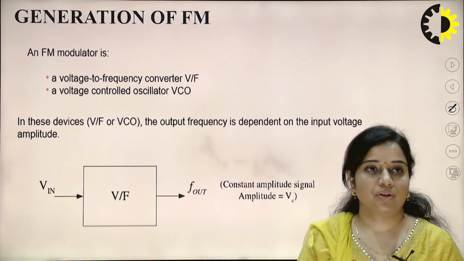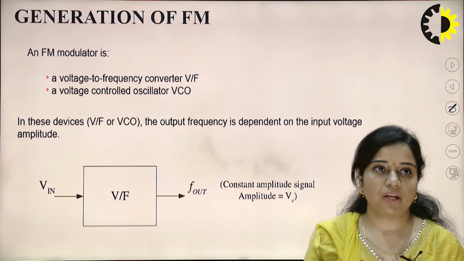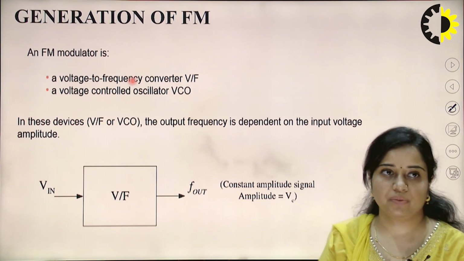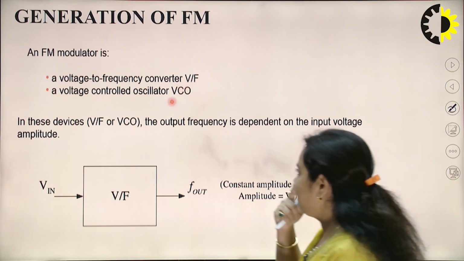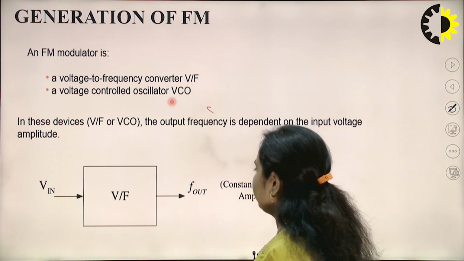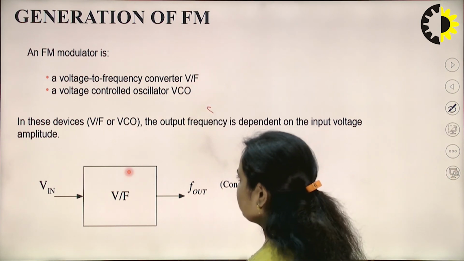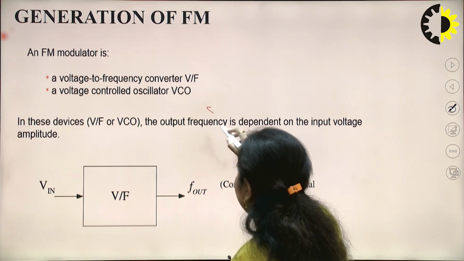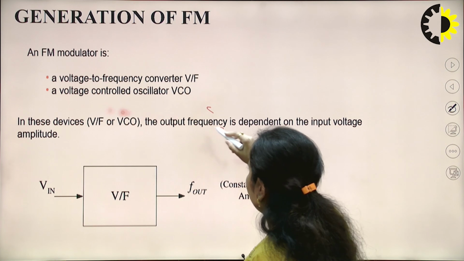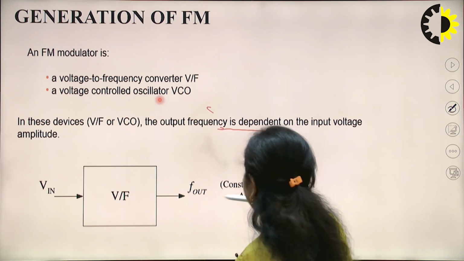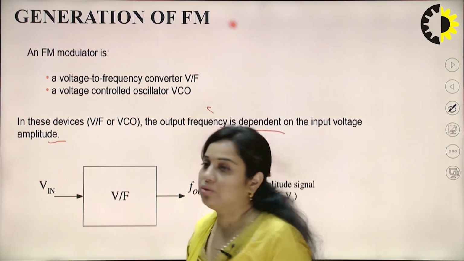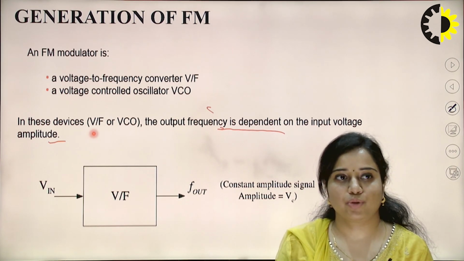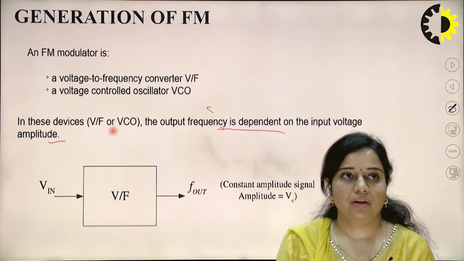Now, next is generation of FM. The FM signal can be generated using two methods. First one is the voltage to frequency converter, next one is the voltage controlled oscillator. In case of the voltage to frequency converter or VCO, the output frequency is dependent on the input voltage amplitude. So, that is what we are doing, we are changing the frequency of the carrier signal proportional to the amplitude of the message signal.